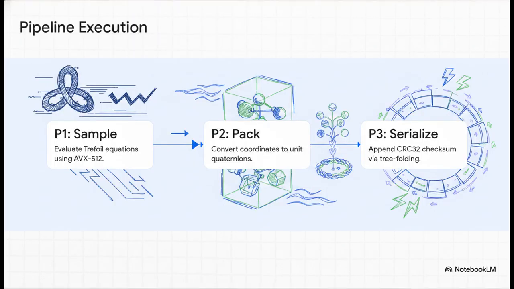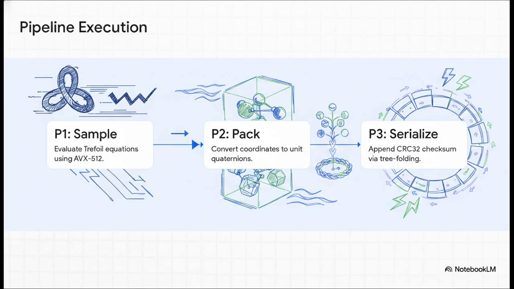Let's actually trace the journey of a single point of data as it moves through that relentless pipeline. Step 1 is the sample phase, evaluating the x, y, and z coordinates of the trefoil equation. To do this, it uses AVX 512 aligned arrays, which essentially act like a massive mathematical snowplow, processing huge chunks of numbers all at once instead of one by one.